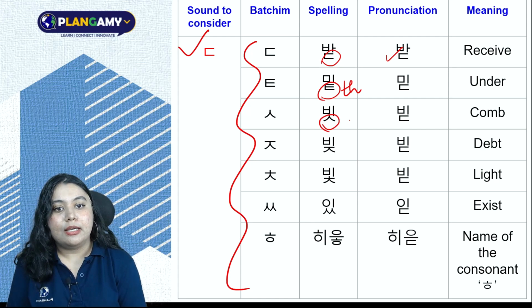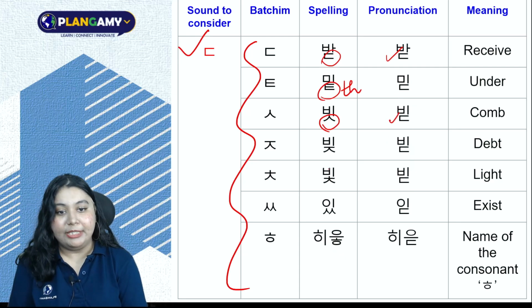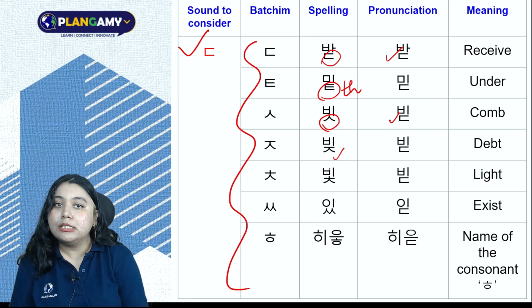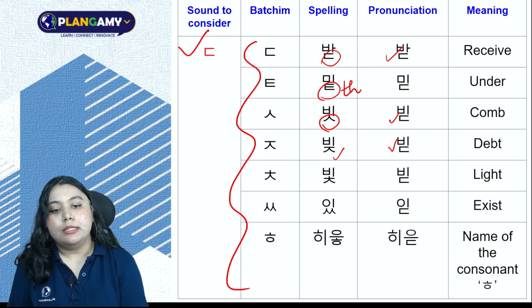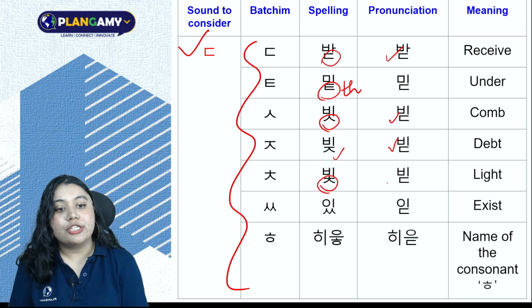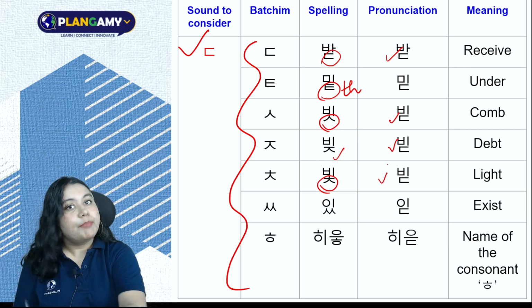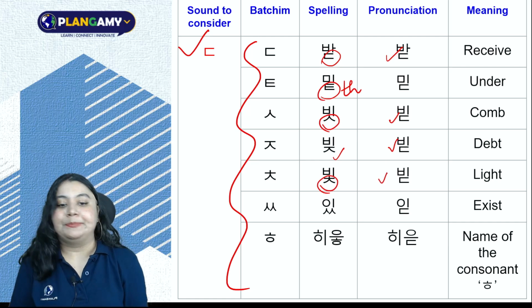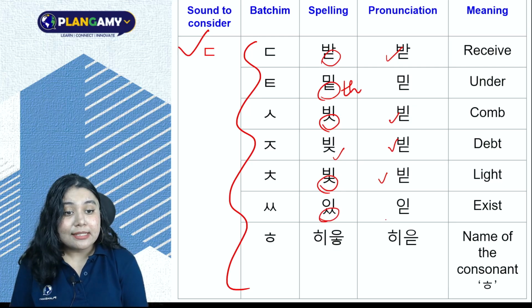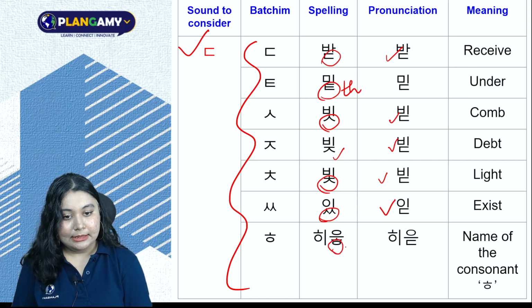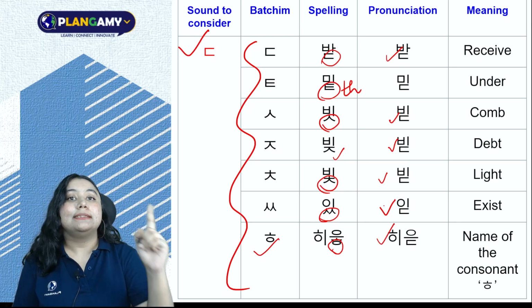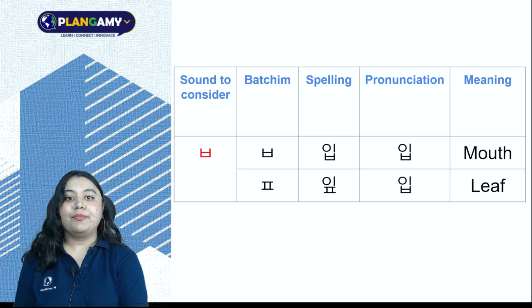Similarly, bhis, s, but pronunciation bhid. Bhij, j sound, but bhid, pronounced as bhid. Then ch also changes to d, bhich, not bhij, it's bhid. Similarly, this is id, not is. Here, not the h sound, this will be the th sound.